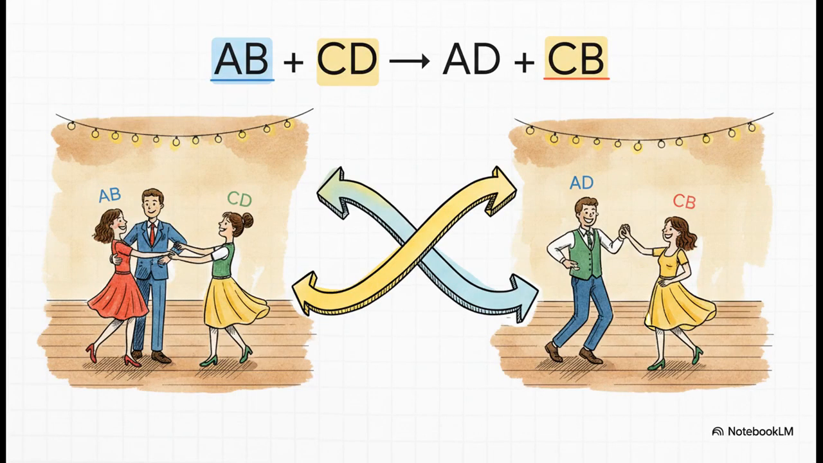But what happens if two couples run into each other? Well, that's when you get a double displacement. This is just like two couples on the dance floor locking eyes and deciding, hey, let's switch. A was with B, C was with D. They do a little doocy-doo, and suddenly A is with D and C is with B. Everybody gets a new partner, and boom, two totally new couples or compounds are formed.